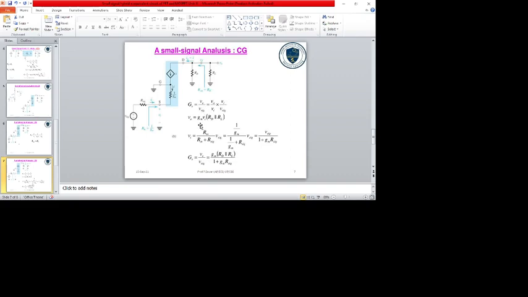So here we can express our V0 in terms of VI. Total resistance into voltage divided by Ri will be the V0. Here 1 by Ri is the transconductance. So V0 is equal to Gm Vi into Rd parallel with RL.